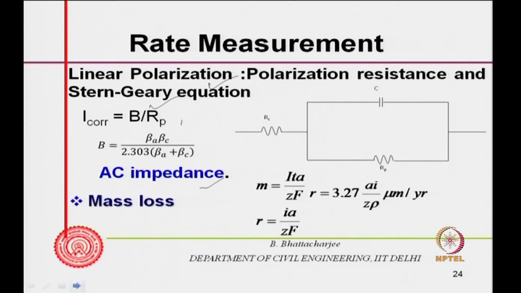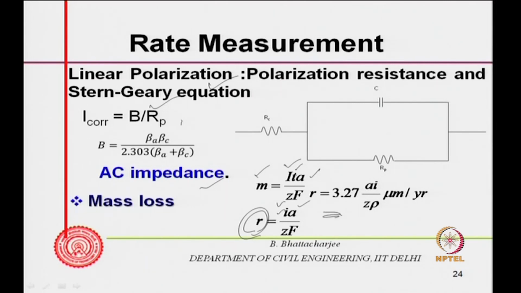But if you are looking at mass loss gravimetrically, that is how much mass loss has occurred, the mass loss will be proportional to I, the current, times time, times atomic weight, divided by Z and F, from Faraday's law. If I divide I by area, I get the corrosion current density, so the rate R will be per unit area. So, it will be the kind of mass per unit depth that is going in.